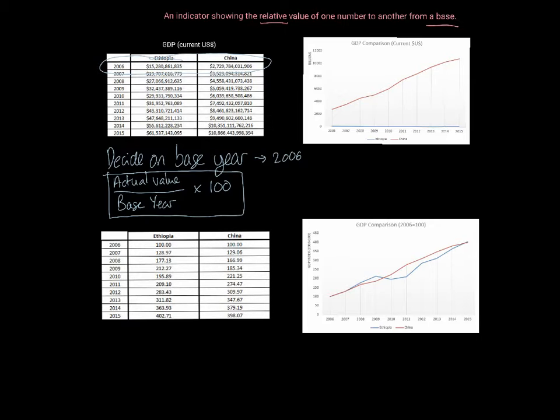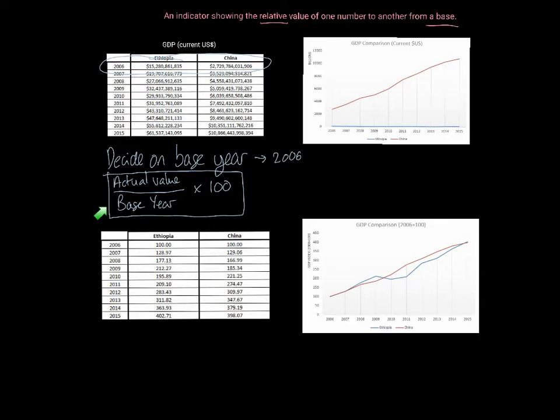But the purpose of this video really was to just demonstrate how useful the process of indexation can be when it comes to understanding how things have changed relative to one another. And importantly, it allows us to compare things which otherwise would be very difficult to compare. In this case, the rate of GDP growth of Ethiopia and China.